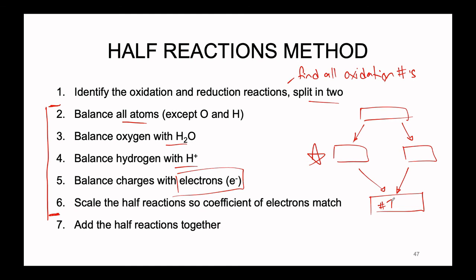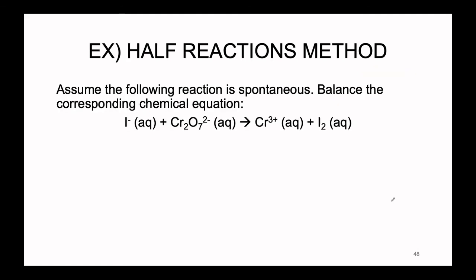Again, it's one thing for me to lay out the rules, but it's another to actually see them in motion. So let's learn how to balance the following redox reaction using the half reactions method. First and foremost, let's assume that the following reaction is spontaneous, so there's no need to go back and observe any type of activity series. We're just going to assume it's going to go. We need to balance this chemical equation before using it in any type of stoichiometric calculation. So how do we do this?